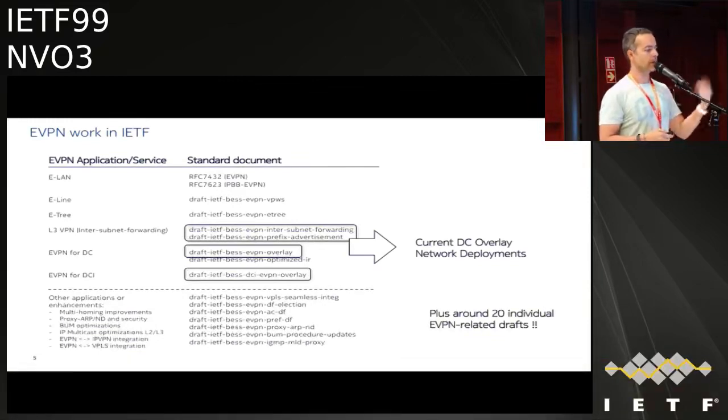Specifically, you have here the EVPN overlay draft that talks about how to use EVPN for overlay tunnels like VXLAN, NVGRE. You have the DCI EVPN overlay draft that talks about how to connect overlay data centers to a WAN. And you even have the inter-subnet forwarding and prefix advertisement draft talking about how to provide inter-subnet forwarding using EVPN. But not only that, below the dashed line, you have many more documents extending the feature set of EVPN. And if you look at the IETF datatracker, you'll find more than 20 individual EVPN-related drafts. So it's a very active and dynamic technology. We keep expanding it.